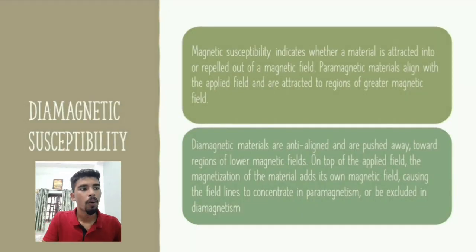One of the major subtopics under diamagnetism is diamagnetic susceptibility. In simple words, diamagnetic susceptibility indicates whether a material is attracted into or repelled out of the magnetic field. A diamagnetic material is anti-aligned and is pushed away into regions of low magnetic field due to its property of repulsion to the applied magnetic field.